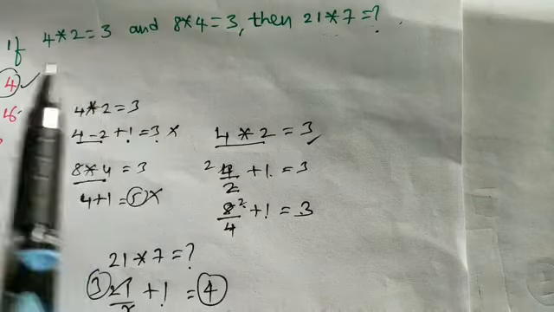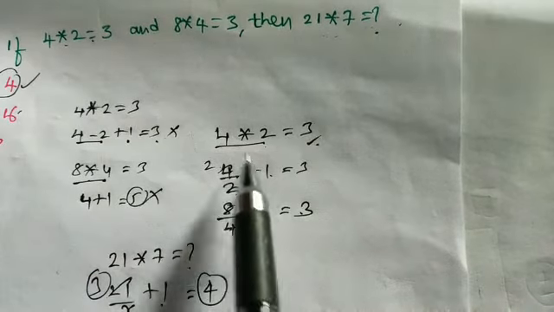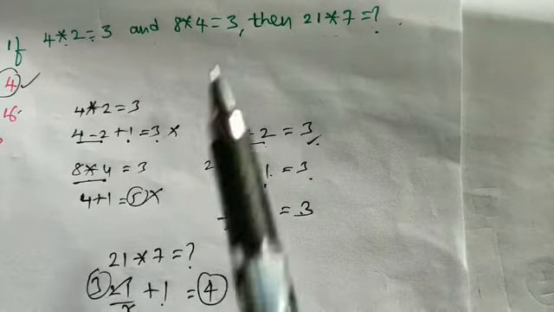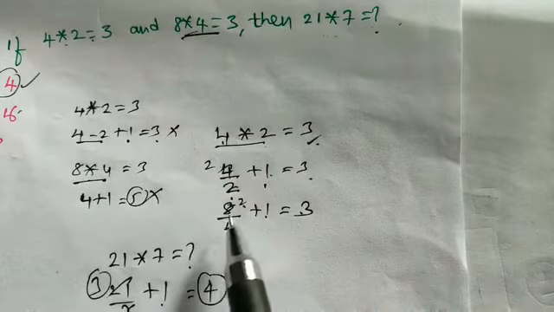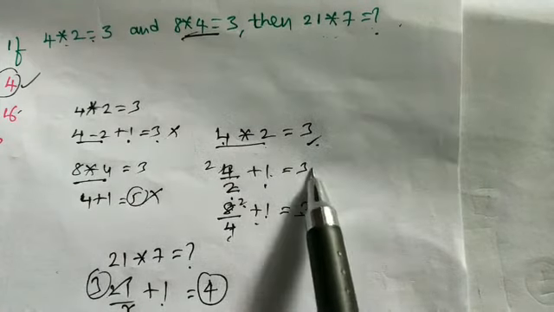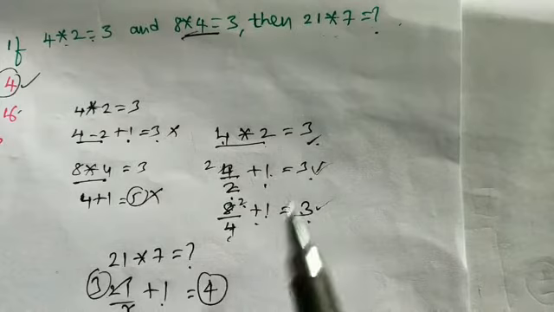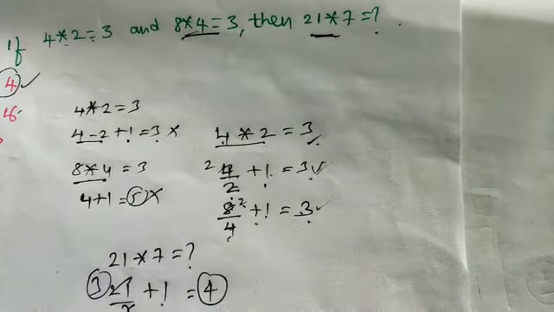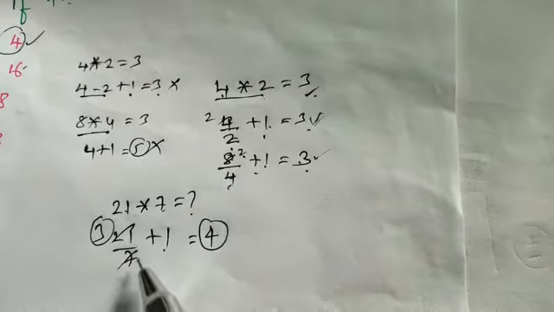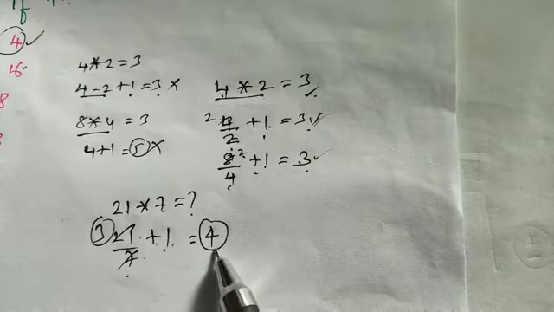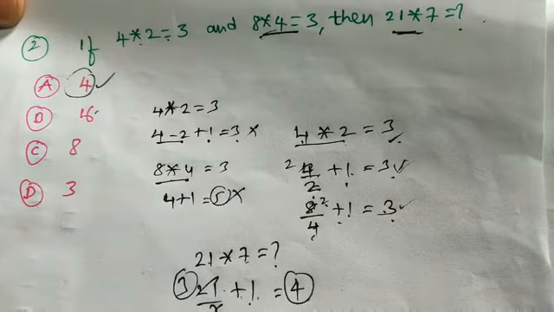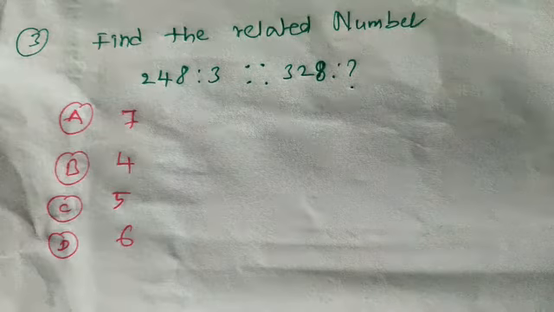So here students, see here what I am saying. 4 star 2 is related to 3. If you divide 4 with 2 and add 1, we are getting 3. For second relation also we are checking here. 8 divided by 4 and adding 1, we are getting 3. So yeah, our assumption is correct and we can apply for 21 star 7 also. See here, 21 star 7. 21 divided by 7 plus 1, we are getting 4. So we see here our options. It is there 4. So answer is correct.